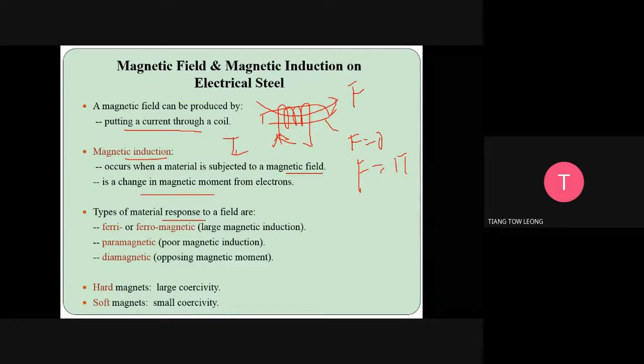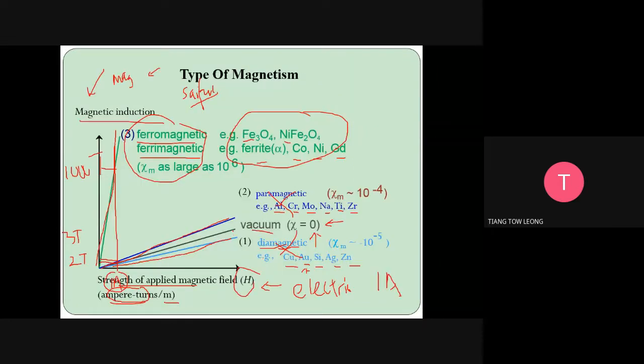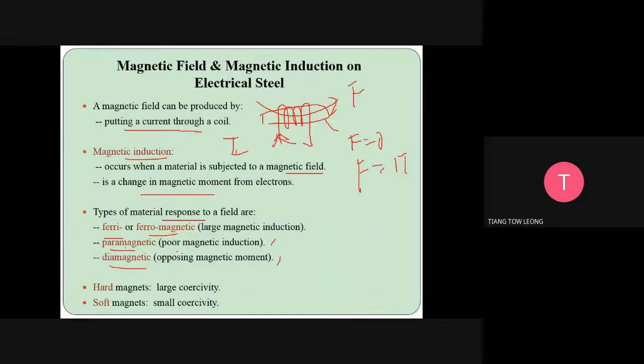The type of material responds to the field. We have a ferromagnetic, we have a paramagnetic, we have a diamagnetic. So paramagnetic, as just now we discussed, is very poor. And then this diamagnetic is opposing. We cannot see the opposing here lah, but the characteristic is opposing magnetic moment. Moment maksudnya tarikan dia. Moment is tarikan.